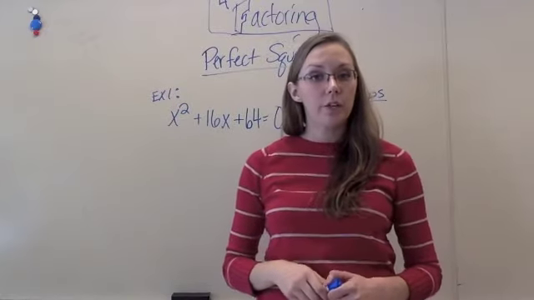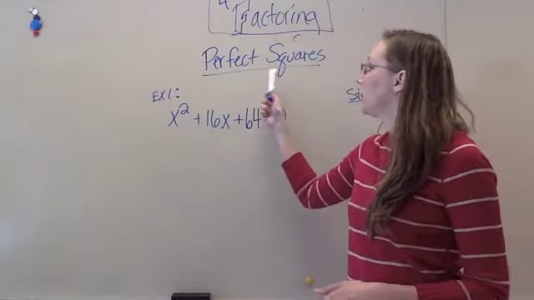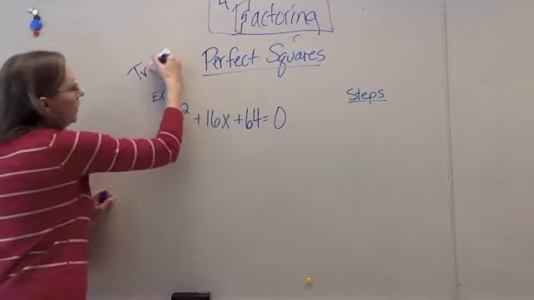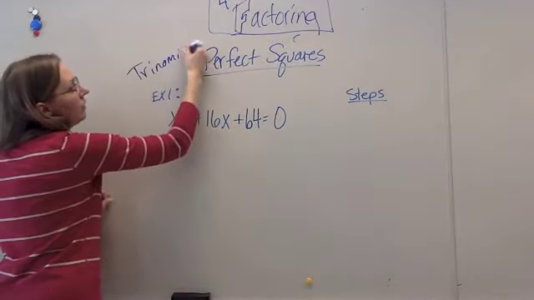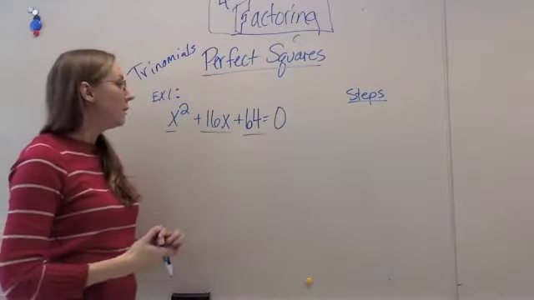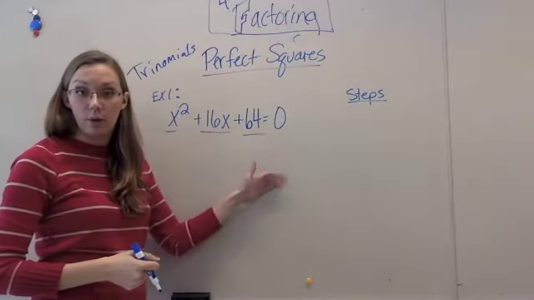The next type of factoring that I want to talk about has to do with perfect squares. Now these are always going to be trinomials, which means that it's going to have 3 pieces to it. Okay, it's going to have its ax squared plus your bx plus your c, a trinomial.